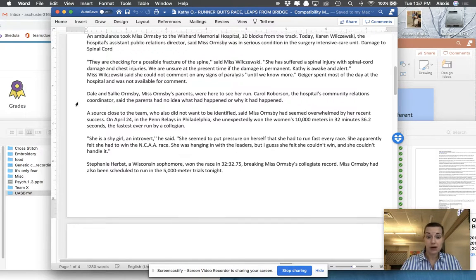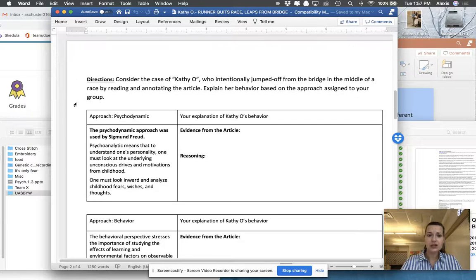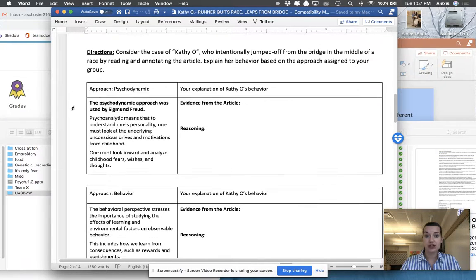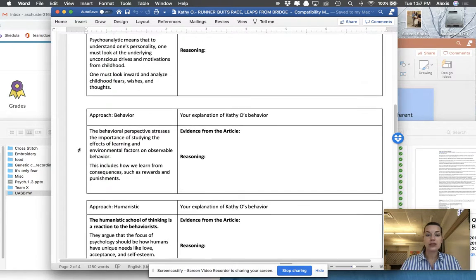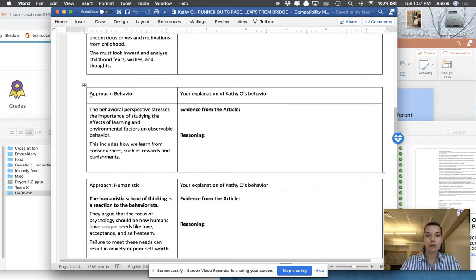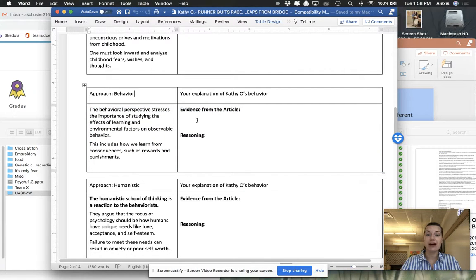Okay, so now what you're going to do is choose two of these approaches and analyze what was happening to her. You're going to use evidence from the article to help you do that, right? So, for example, if you're looking at the behavioral approach, this stresses the effects of learning and the environment. So you're going to need to look for evidence in your article that helps to explain her behavior from that perspective.